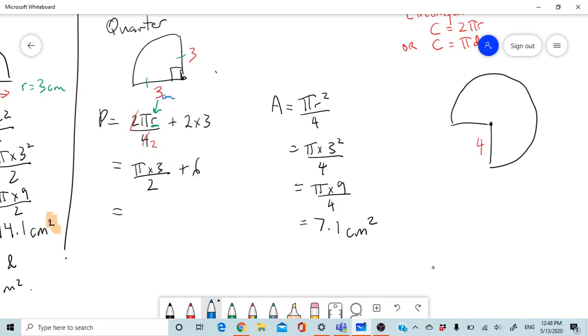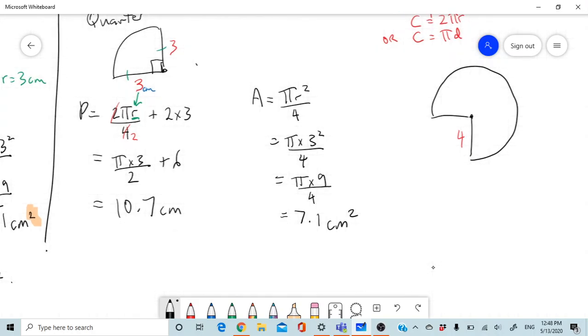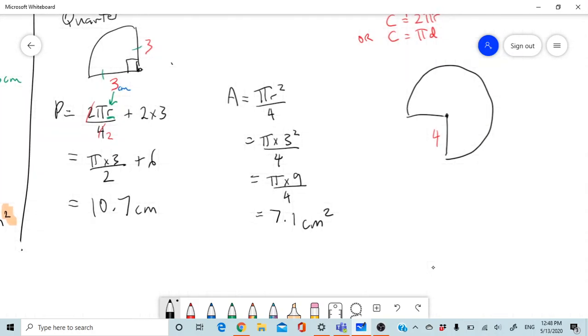So go pi times 3 divided by 2 equals 4.7, plus 6 equals approximately 10.7. Now we're not going to write all those decimals because that doesn't make any sense, does it? Because we haven't actually measured our circle to that exact measurement. So we just write it to one decimal place. That's good enough for now.